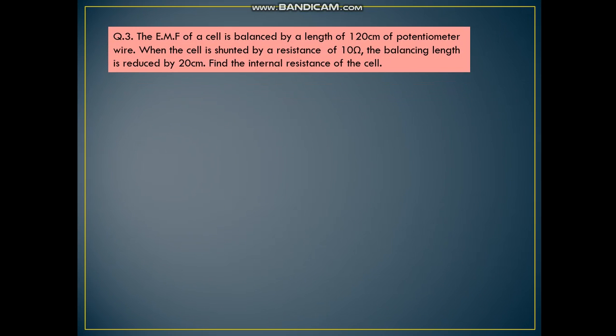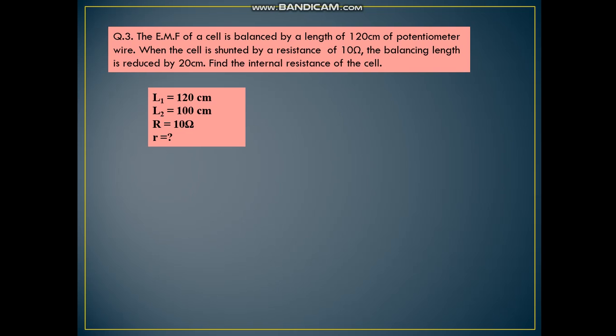Let's take the next question. The EMF of a cell is balanced by a length of 120 centimeter of potentiometer wire. When the cell is shunted by a resistance of 10 ohm, the balancing length is reduced by 20 centimeter. Find the internal resistance of the cell. So we have got the cell as balanced on L1, that is 120 centimeter, and we have L2 as 100 centimeter. R is equal to 10 ohm. So we are supposed to find small r.